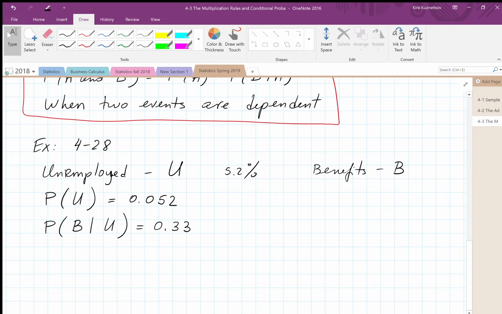I'm going to continue reading the problem. If a person is selected at random, find the probability that he or she received unemployment benefits. So I'm interested in the person who receives the unemployment benefits if the person is unemployed. So what they're looking for is the person is both unemployed and receives the benefits. The formula states that what we need is the probability of U times the probability of B given U.